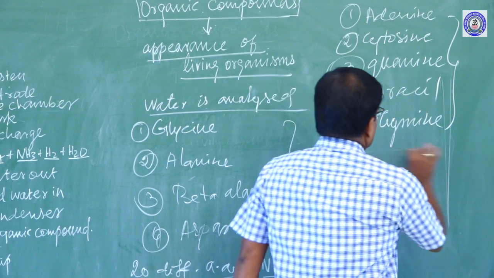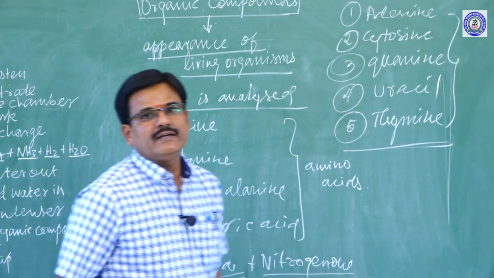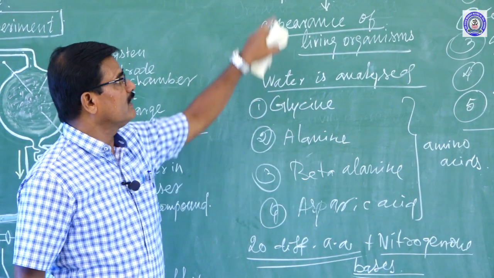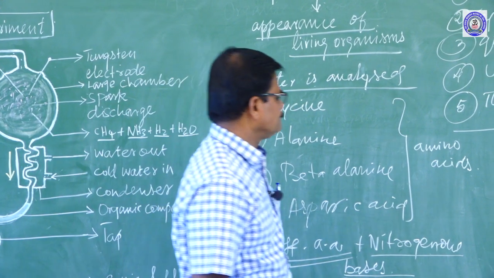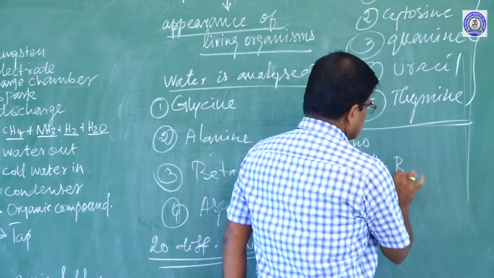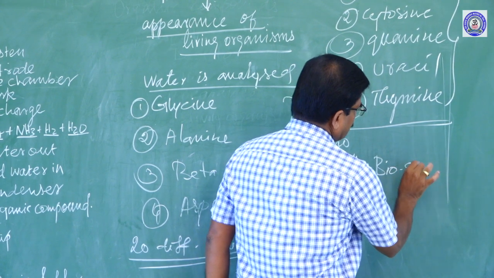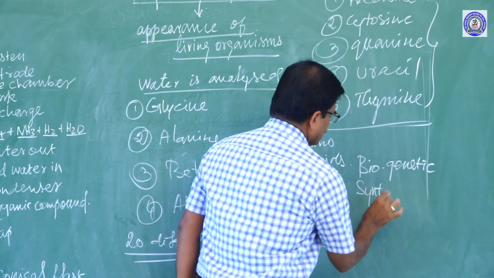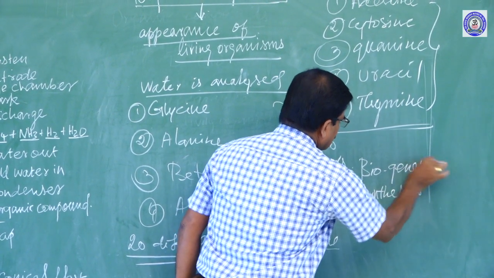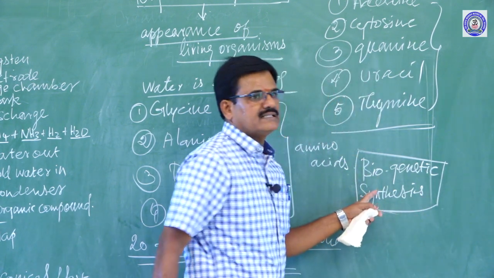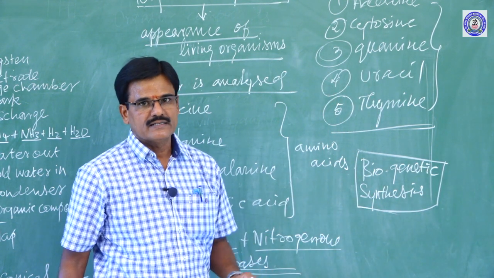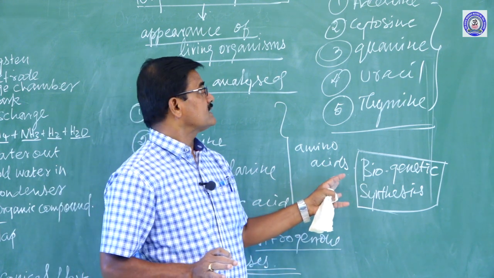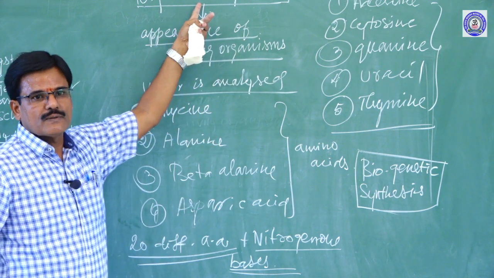So they came to the conclusion that living organisms are formed from non-living substances, that is, organic compounds. This is called biogenetic synthesis. What is meant by biogenetic synthesis? Biogenetic synthesis means the living organisms formed from the non-living substances, that is, organic compounds.